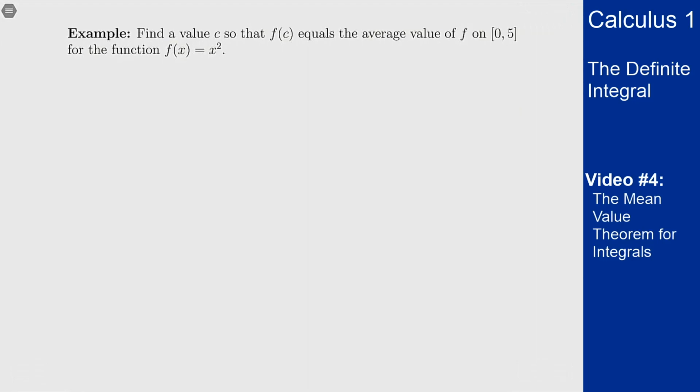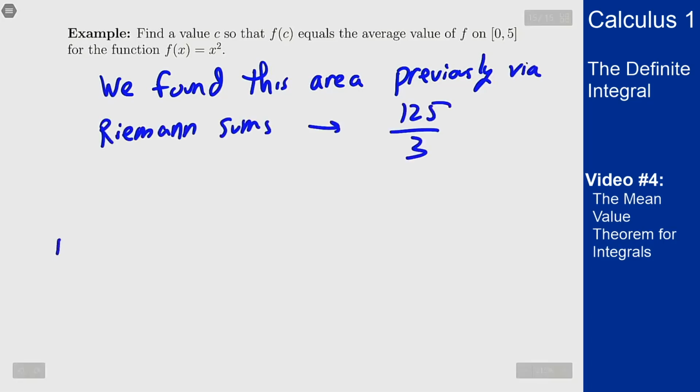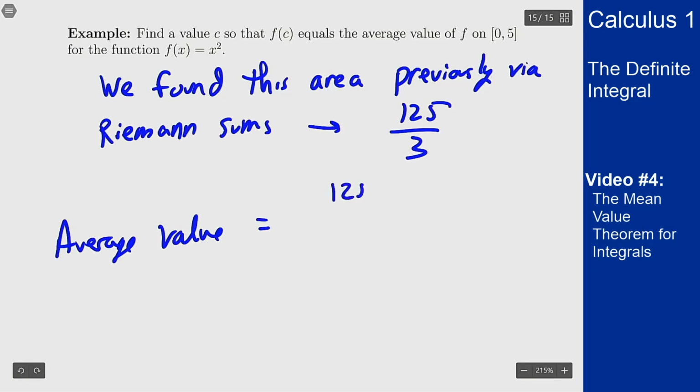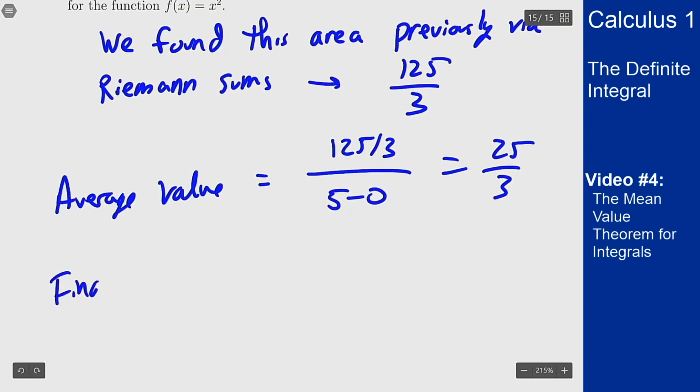So in use of this, find a value of c such that f of c equals the average value of f on the interval from 0 to 5 for the function f of x equals x squared. So we found this area previously. We did the whole Riemann sum thing, and we got this area being 125 over 3. Thus, the average value is 125 over 3 divided by 5 minus 0, which is 25 over 3. And now I want to find a value of c so that f of c equals this value. So find c so that f of c is 25 over 3.